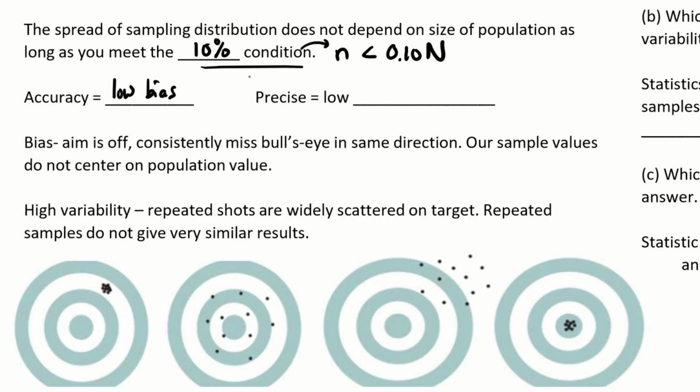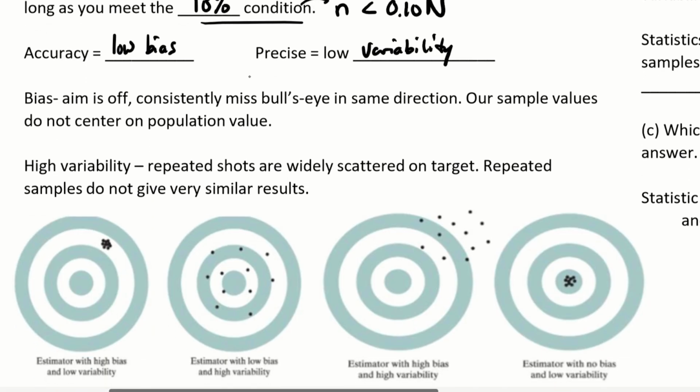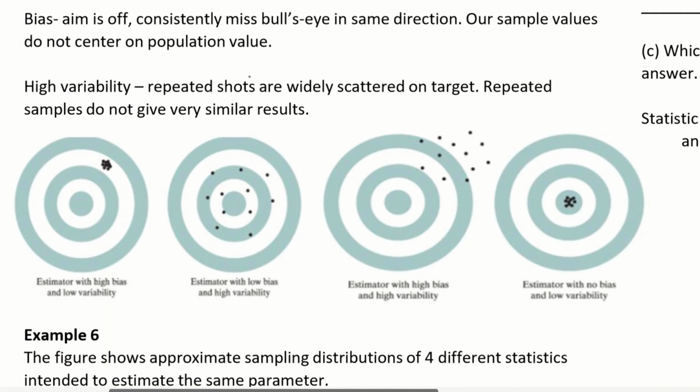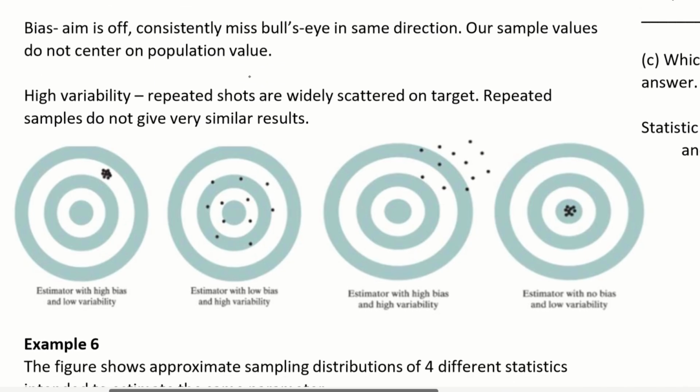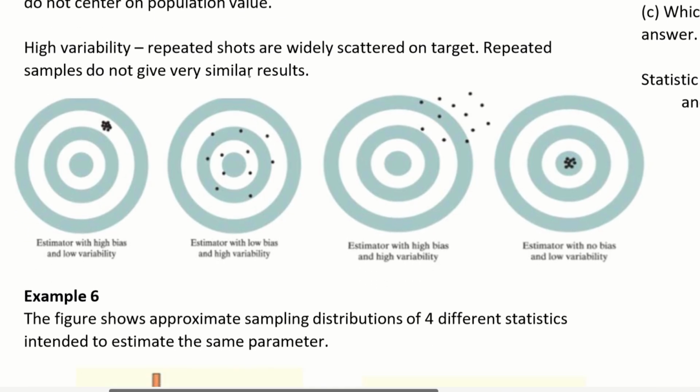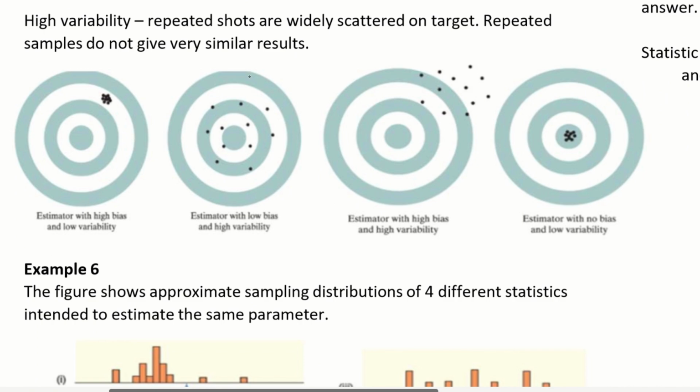Okay, so the difference between accuracy and precision is that precision means that you're more consistent, and accuracy is how far you're off the bullseye, the target. So bias is your aim. How far off is your aim from the bullseye? And then variability is, if you're repeating your shots, how spread out are the shots? How consistent are they?